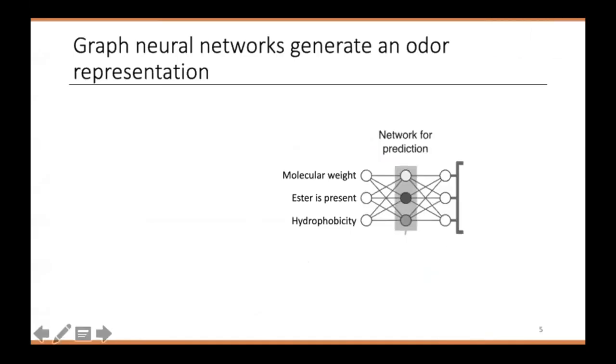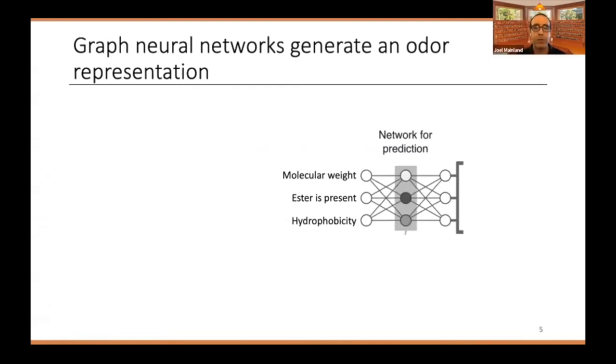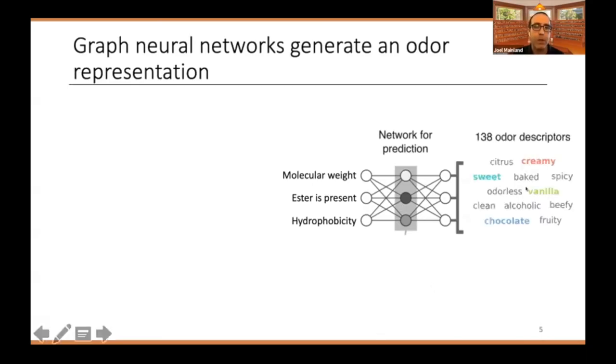One way we try to attack this is to use neural networks. In a traditional neural network, you feed in numerical features. So for example, you can measure the molecular weight, whether or not a molecule has a specific functional group like an ester, and how hydrophobic or hydrophilic a molecule is. These numerical values get recombined in the neural network to form an additional set of features that are then used to predict the output. In this case, it will be odor descriptor labels. So you give a molecular structure and try to predict which label applies to it.